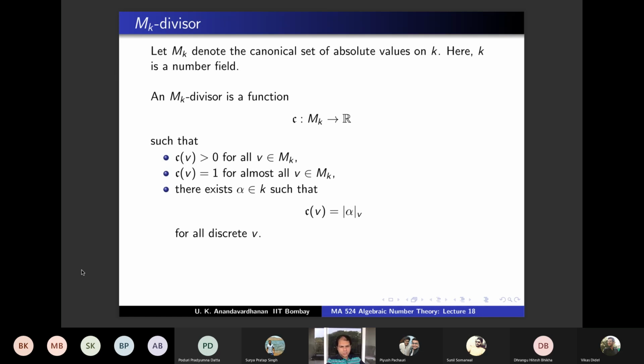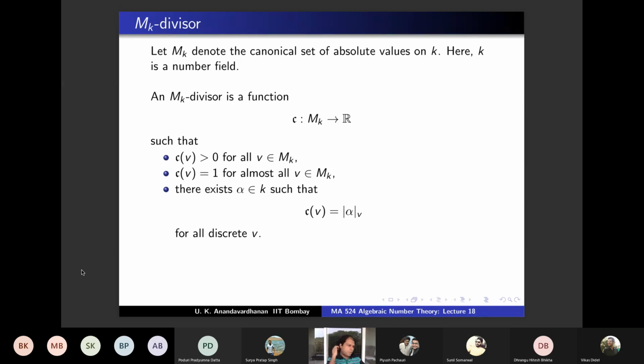So the third condition is automatically satisfied, and the first condition is automatically satisfied because mod alpha V is positive for all V. And what about the second condition? If I fix an alpha and if I take mod alpha V, is it true that it is 1 for almost all V? It is true, right? Because you take the ideal generated by alpha, in its prime factorization only finitely many prime ideals will come. So for all the other prime ideals, mod will be 1. You agree?